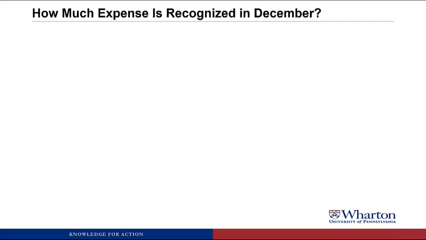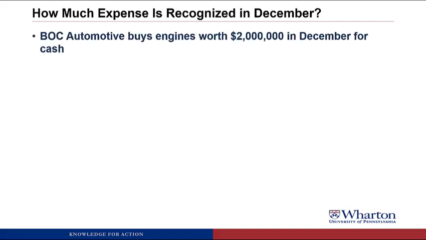Now let's practice with expenses. For each of these items, we're going to try to figure out how much expense would be recognized in December. First, BOC Automotive buys engines worth $2 million in December for cash. The answer is 0. BOC has bought engines with cash, but engines are going to be a product cost, so they're not going to be expensed until BOC actually sells the cars that they make with those engines. So at this point, no expense.